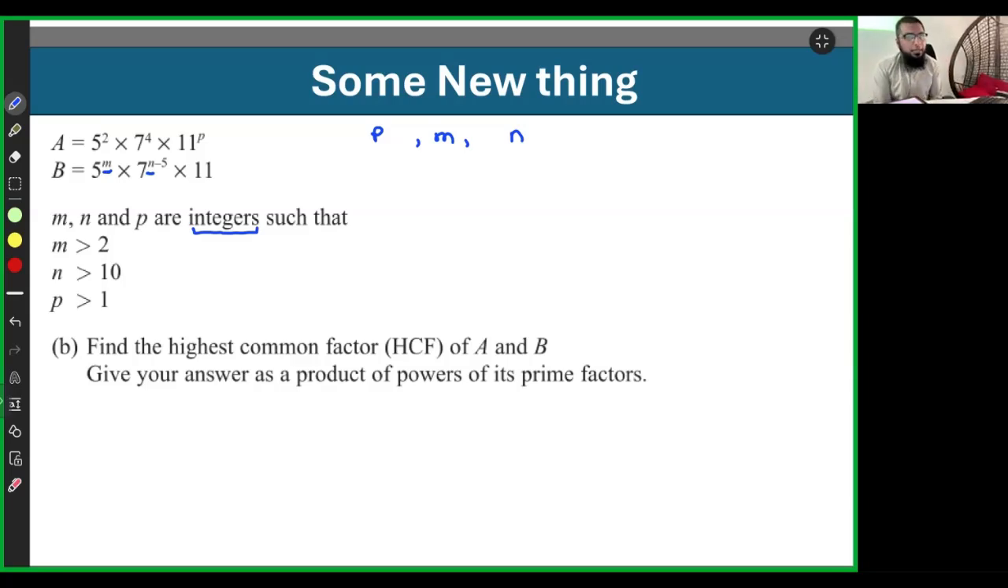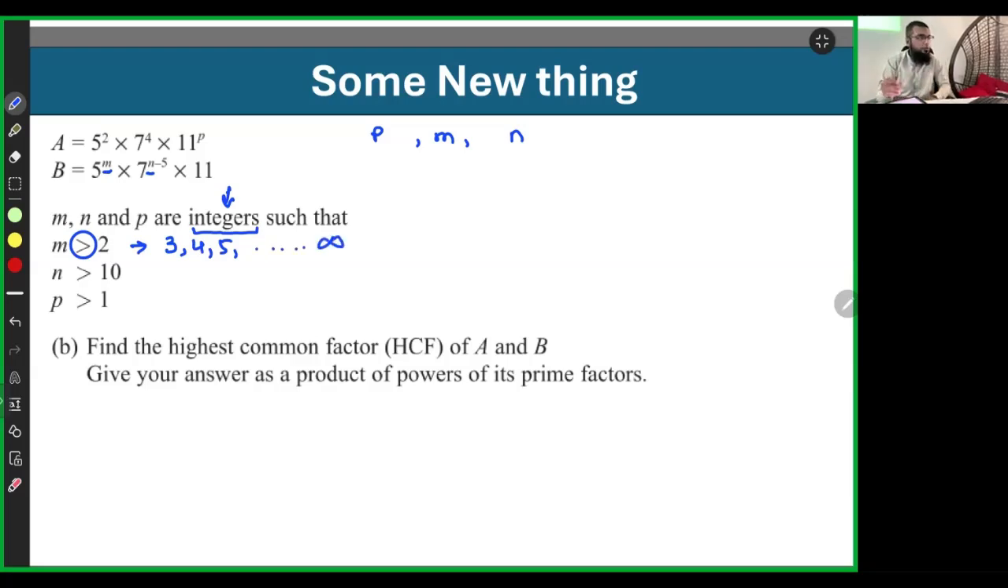So we know that M, N, and P are integers. So we cannot take 2.2, 2.1. He said M, what do you know about this symbol? I think everyone is comfortable with this one. That is greater than. So M must be greater than 2. Greater than 2 can be infinite numbers. But yeah, integers save me. If integer was not written, it can be 2.1, 2.01, or millions and trillions of things. But what is greater than 2 and integer? It can be 3, it can be 4, it can be 5.